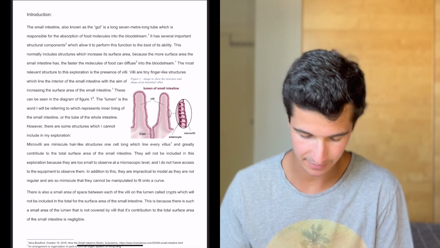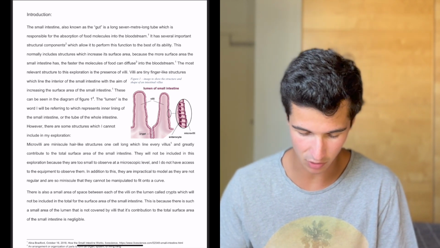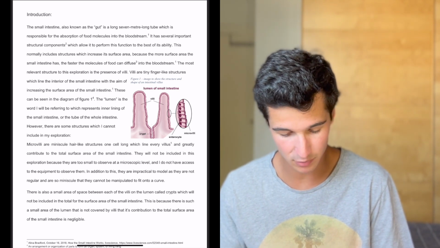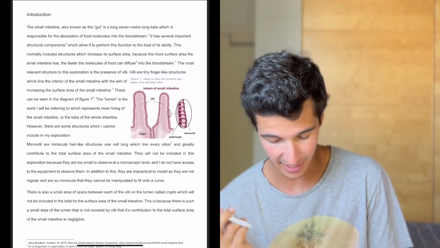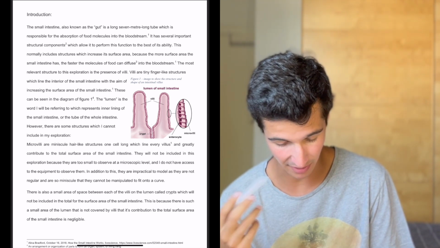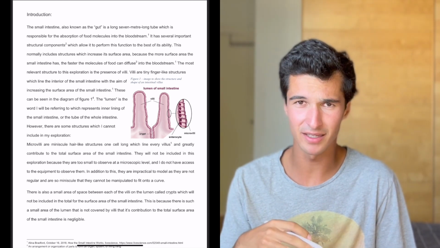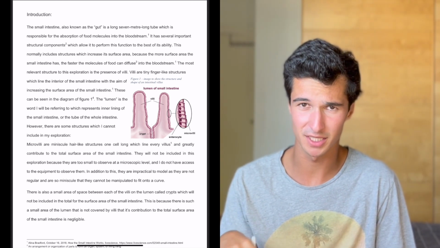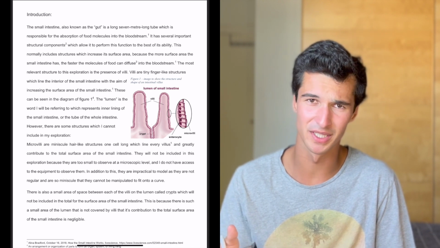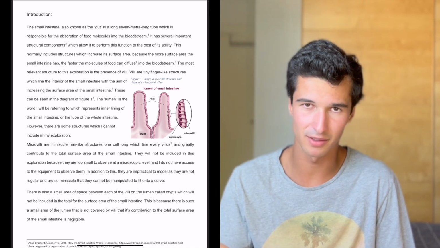The small intestine, also known as the gut, is a 7-meter long tube which is responsible for the absorption of food molecules into the bloodstream. It has several important structural components which allow it to perform this function to the best of its ability. The whole of this introduction is just me mansplaining biology to mathematicians. This is all very basic stuff. They really should know this. It's just the sort of thing you have to do in an IA.